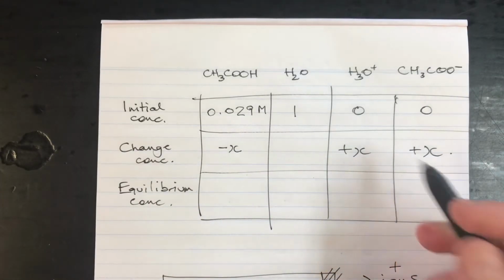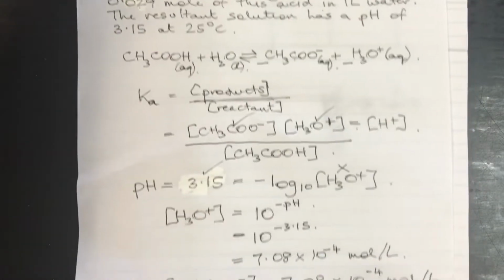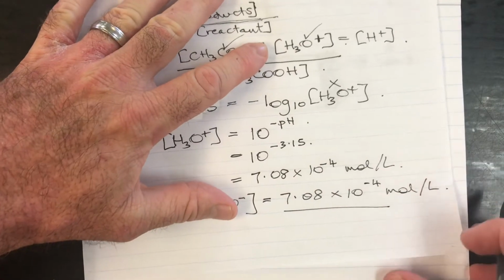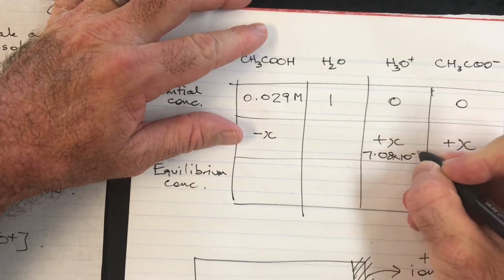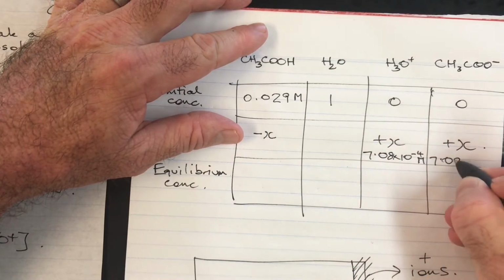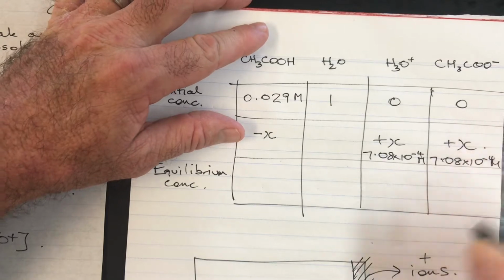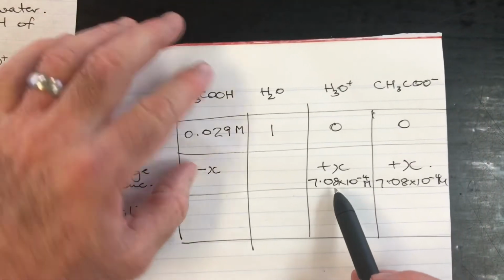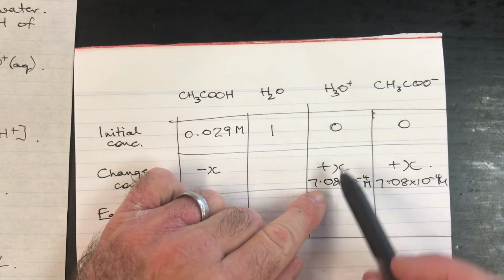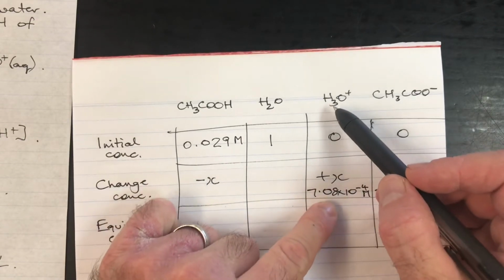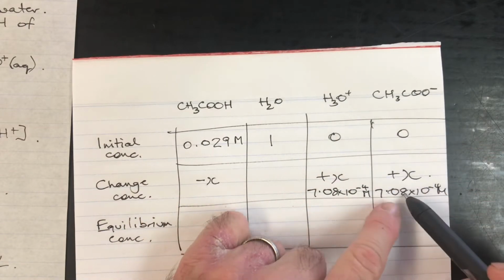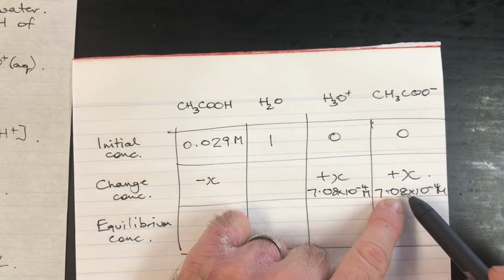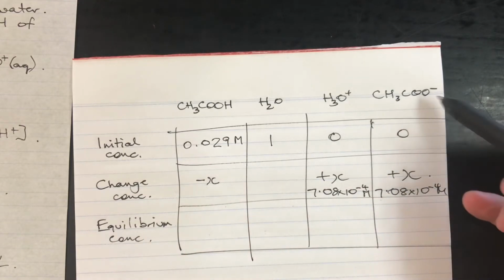Now we know the value of X. We actually already calculated that down here: 7.08 times 10 to the negative 4 molar. Same with that, 10 to the negative 4 molar. Because that's our calculation from before, we got this value from the pH, and we just deduce that we must be getting a similar molarity of acetate ion.